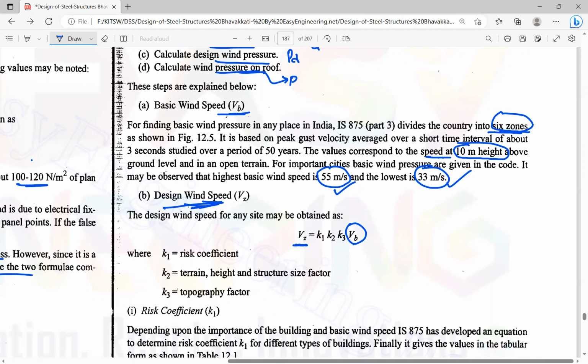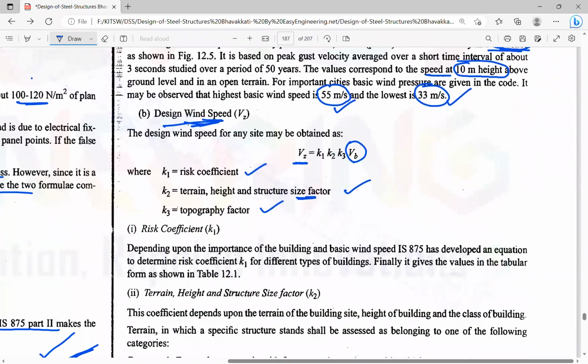So K1 is the risk coefficient. K2 is the terrain, height, structure, size factor. So K2 is a size factor. K3 is a topographic factor. So K1 is a risk coefficient depending upon the importance of the building, basic wind speed, which has developed this equation K1.